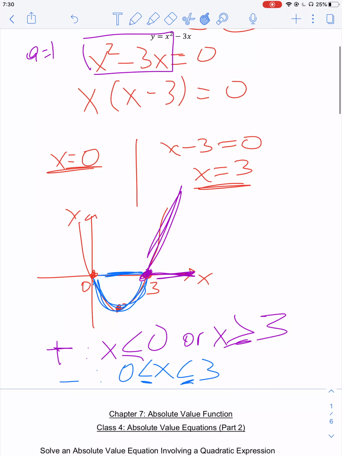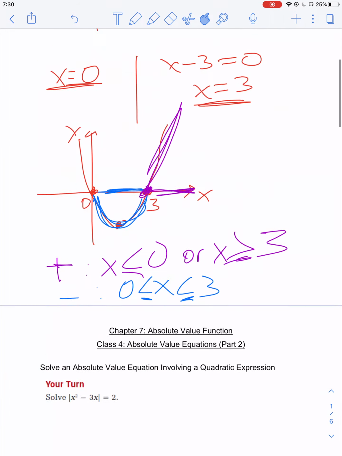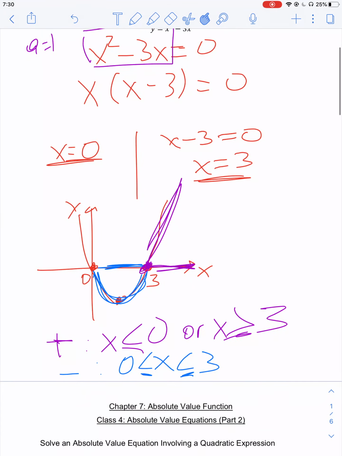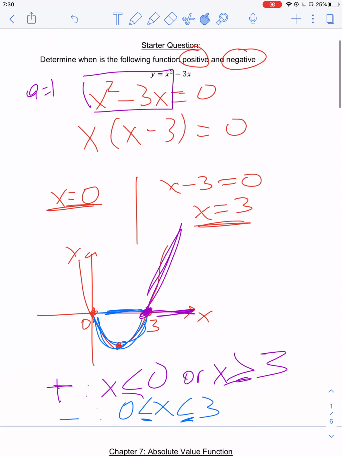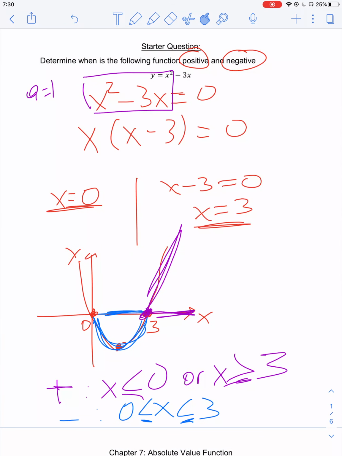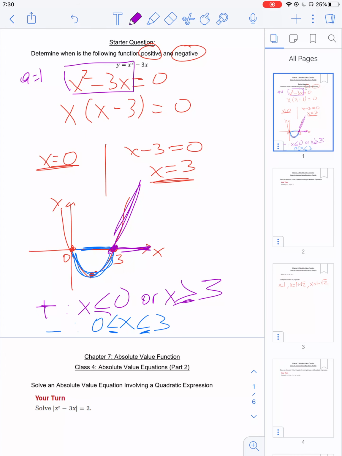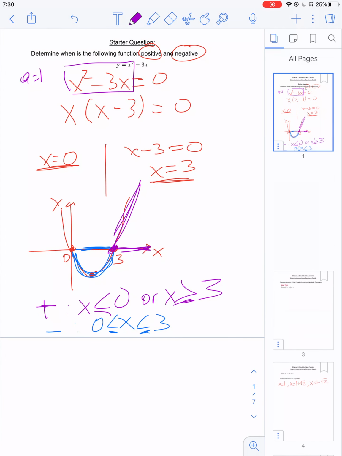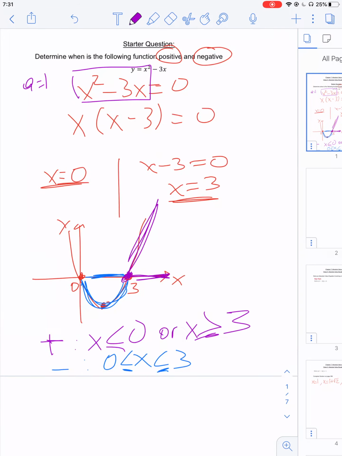Now the reason why we're doing all this is because we're going to have to solve an absolute value with a quadratic term. Another way of doing this, guys, is to just use the number line. Remember the number line technique that I showed you. So if you don't want to draw the graph, I'm just going to add an extra page. Give me 1 second.